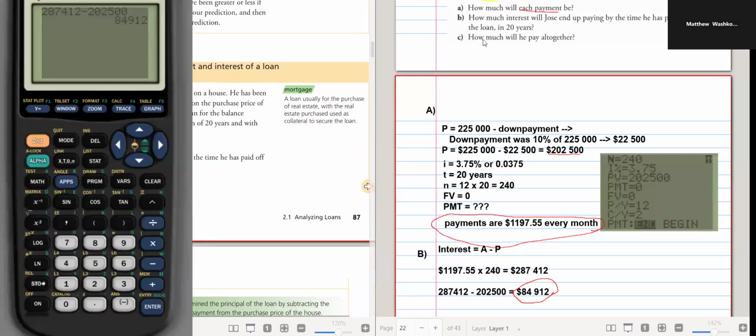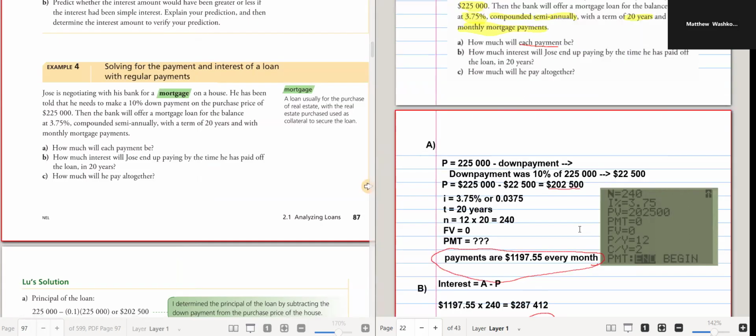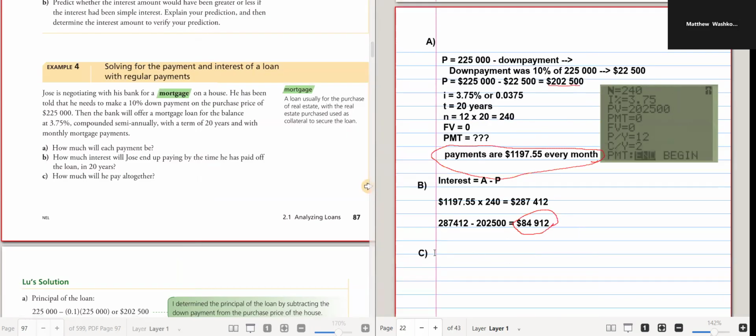So now question C asks us, how much will he pay altogether? Now, really, again, really easy to make mistakes here. Well, what do you mean? We figured it out. He pays $287,412. No, we didn't. What did we forget? Look at the question again. What else did he pay? The down payment, right? So think about this. He had to deal with the principal plus the interest plus the down payment.